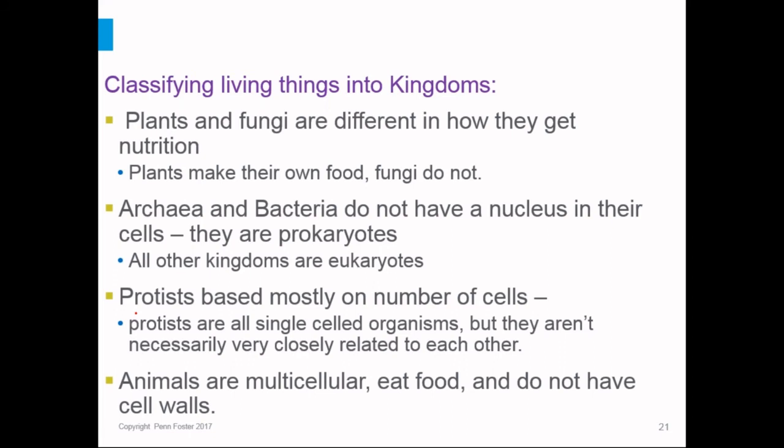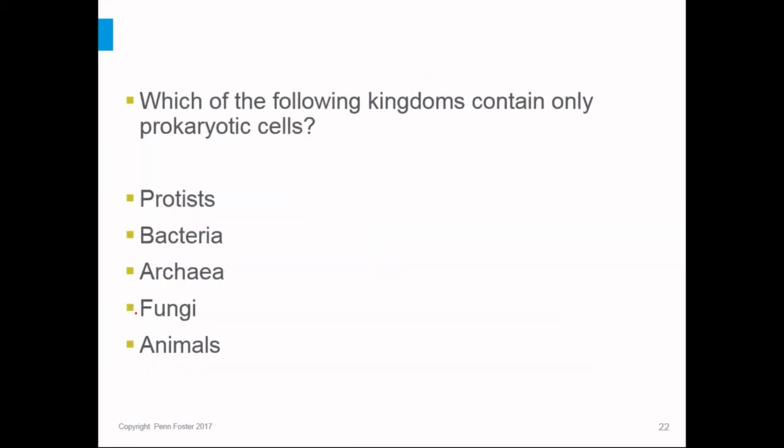Protists are all single-celled organisms, but they aren't necessarily very closely related to each other. And then you have animals, which are multicellular, they eat food, they do not have cell walls. So these are all classifications based on things at a cellular level that determine what kingdom everything is in. And so we have one last review question. Which of the following kingdoms contain only prokaryotic cells, not eukaryotes?